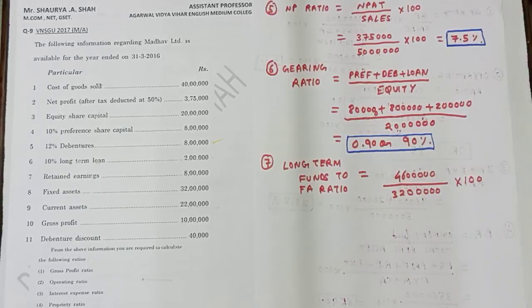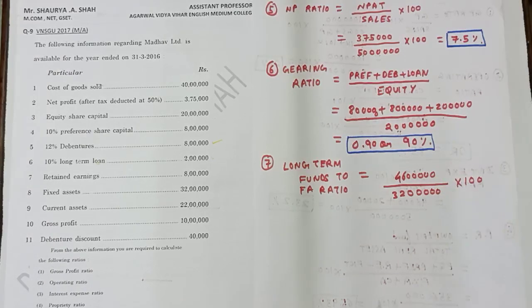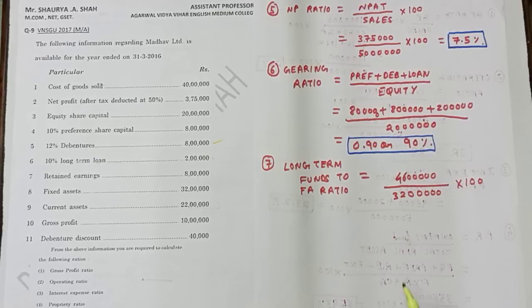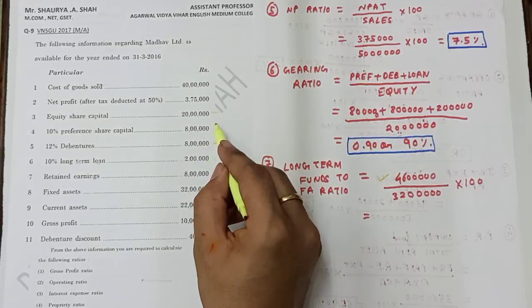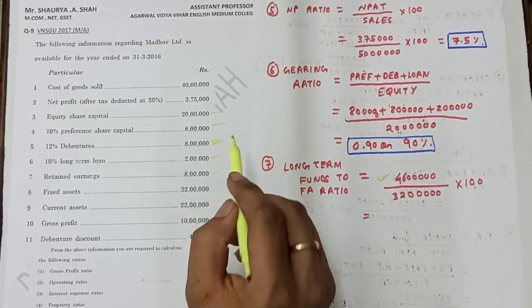But from this 46 lakh, students, many a time students ask whether to again deduct the debenture discount from it or not. As we saw in the proprietary ratio, we deducted it from owner's fund. But here, as we are taking only long-term funds, there is no need to deduct the debenture discount because we are not calculating owner's fund. They are also included in long-term funds. So directly we will take the amount of long-term funds, that is equity, preference, debentures, long-term loan and retained earnings, right?